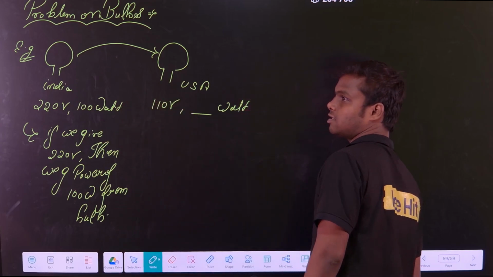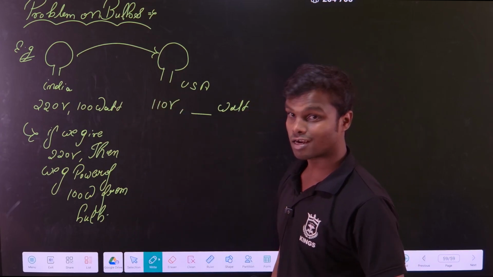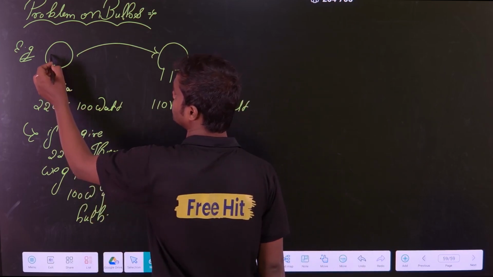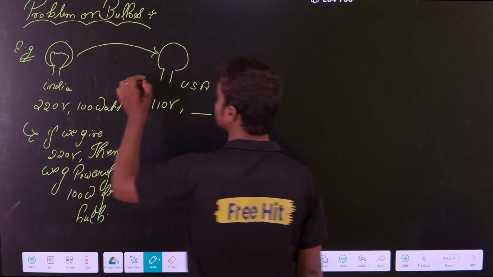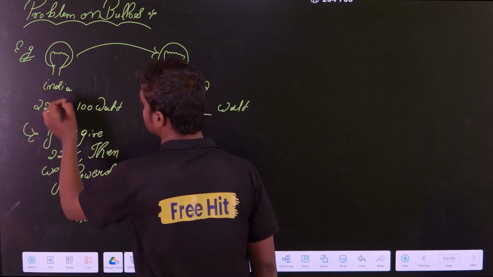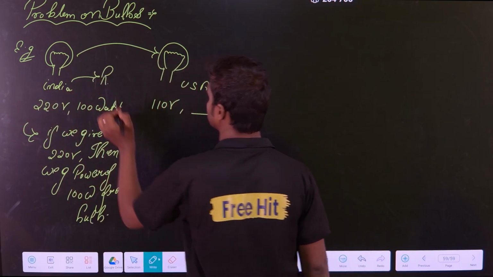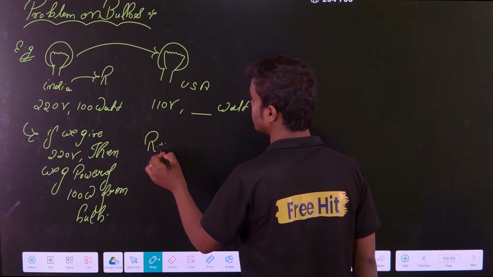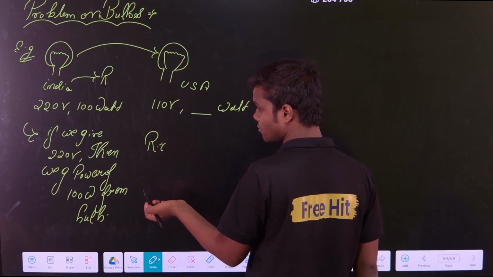See, the bulb has a tungsten filament. Tungsten has some resistance, so the resistance won't change, right? The resistance will remain the same. So what is the resistance here? If you find the resistance from here, we know that the power, resistance will be how much?